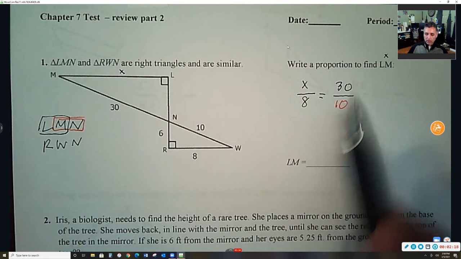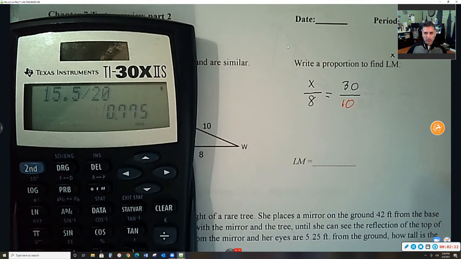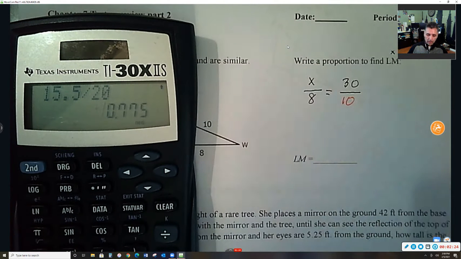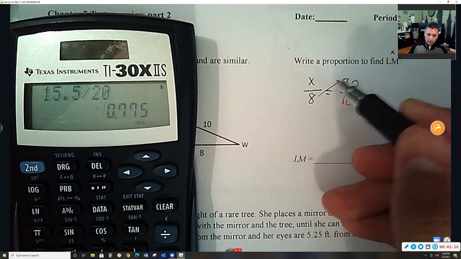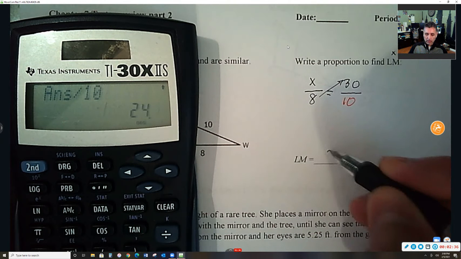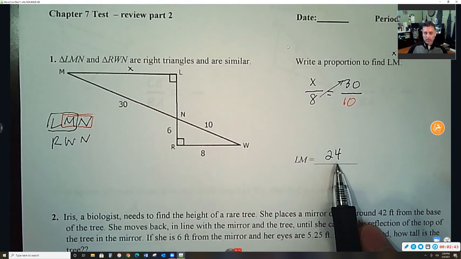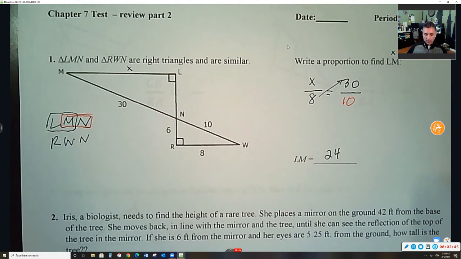So here's the proportion. And then we just solve that proportion. And again, remember, to solve the proportion, it's easy. Just multiply the two numbers that are across from each other. Use the cross products. 8 times 30, and then you get 240. And then just divide that by 10. And you get 24. So LM equals 24. Done. So let's move on to the next one.